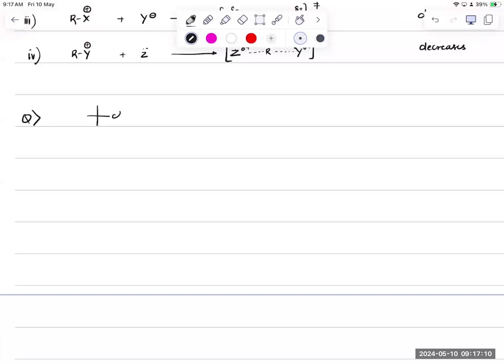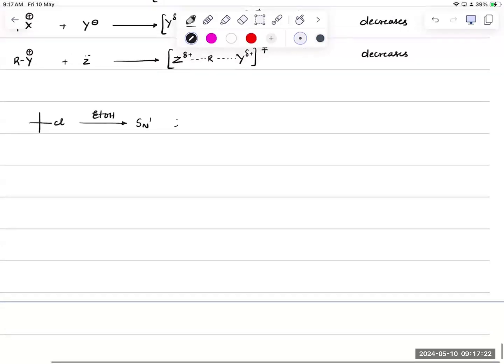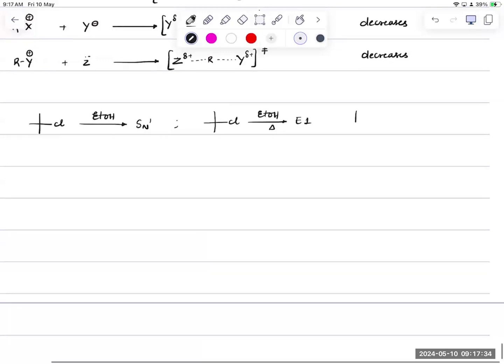Suppose I have a tertiary chloride and it has been given ETOH. Sudden thought we should get is SN1. Okay. Similarly, if I give you Cl with ETOH and heat, thought should come as E1. Got it? Similarly, if I give you Cl and ETO minus, right? No heat given, ETO minus. That itself means it is E2.